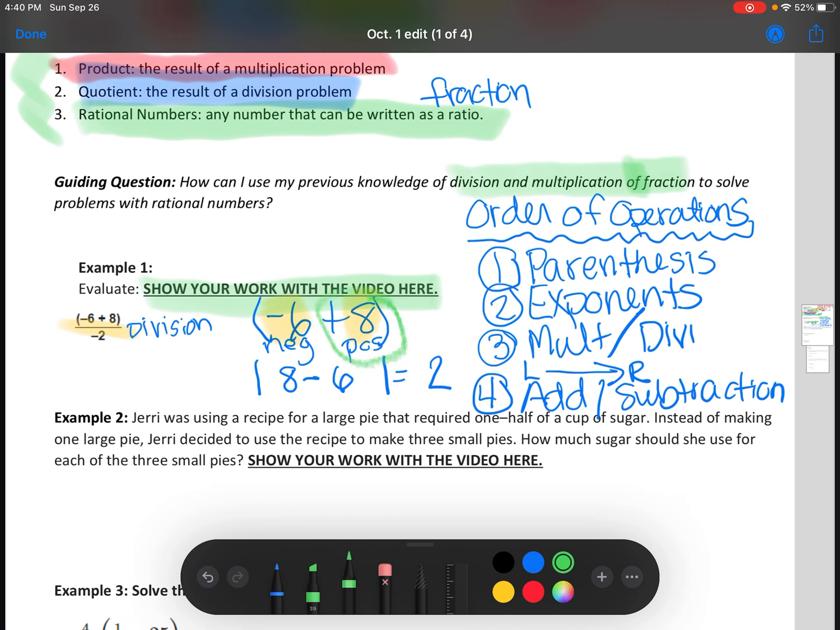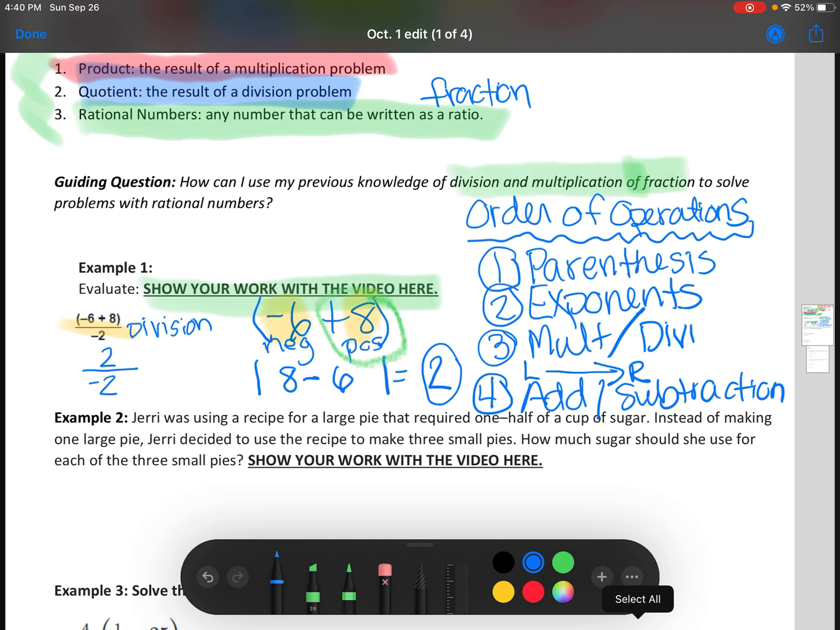+8 has a larger absolute value, so my answer is going to be +2. So then I'm going to rewrite the rest of my problem. I'm going to substitute it back in where I had that -6. I have a +2 now, divided by a -2.